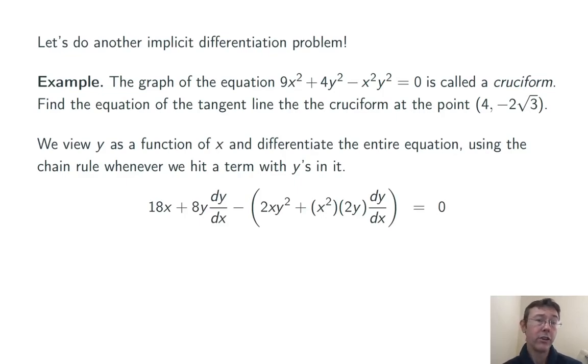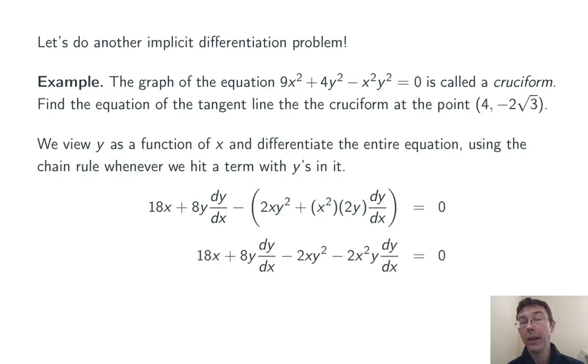9x squared differentiates to 18x. 4y squared differentiates to 8y times dy/dx, using that chain rule. When we differentiate x squared y squared, we need not only a chain rule, but also a product rule. We're going to do the derivative of x squared, 2x, times y squared, so the derivative of the first times the second, plus the first, x squared, times the derivative of the second, 2y times dy/dx, using the chain rule again. Okay, now the whole goal here is to get dy/dx on its own.